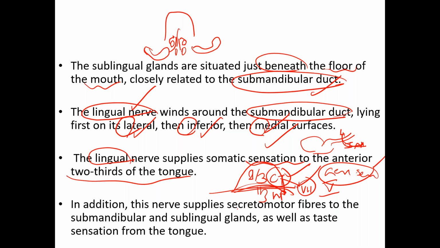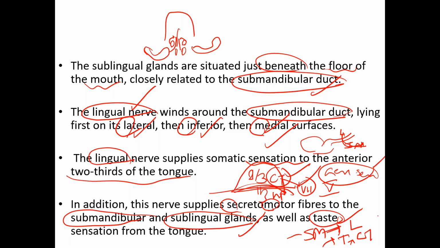The lingual nerve also supplies the secretomotor fibers of these glands. So for the glands to function well, the lingual nerve has to function well, and also for taste sensation. So secretomotor, that is the liquid that comes from the salivary gland, is by means of the lingual nerve, and also taste is by means of your chorda tympani nerve. You will be having it, chorda tympani.